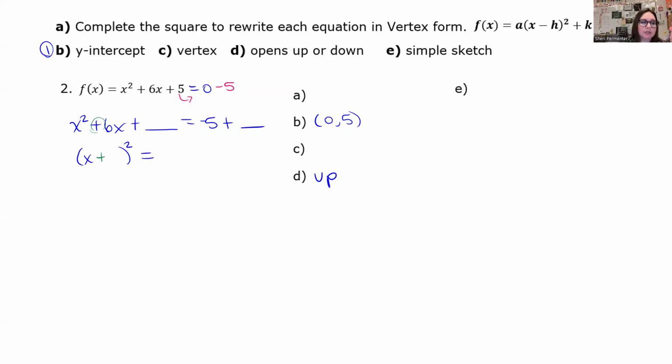I'm ready to complete the square off to the side, and I want to see everybody do this. I'm going to do my B term. So it's 6 divided by 2 squared. 6 divided by 2 is 3, and then I work my way up. 3 squared is 9, and what I do to one side, I have to do to the other.